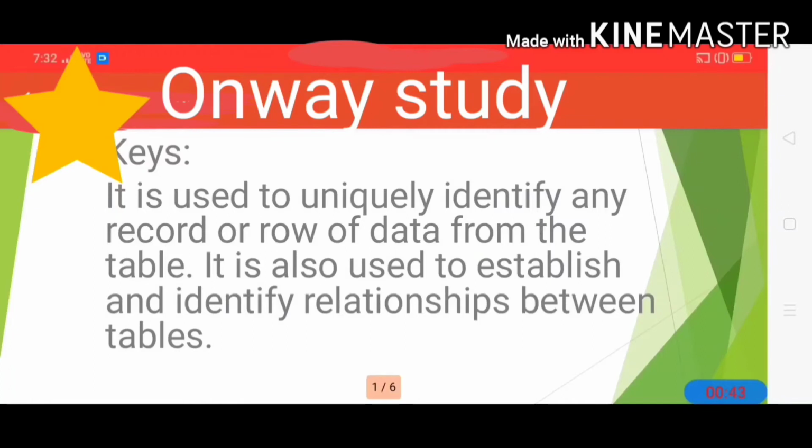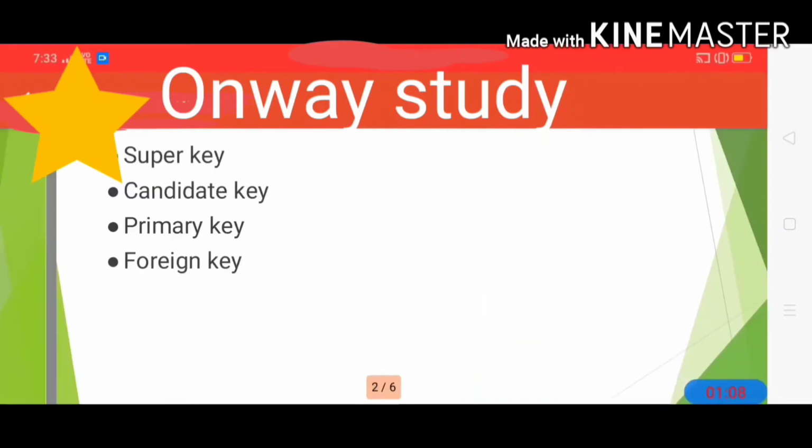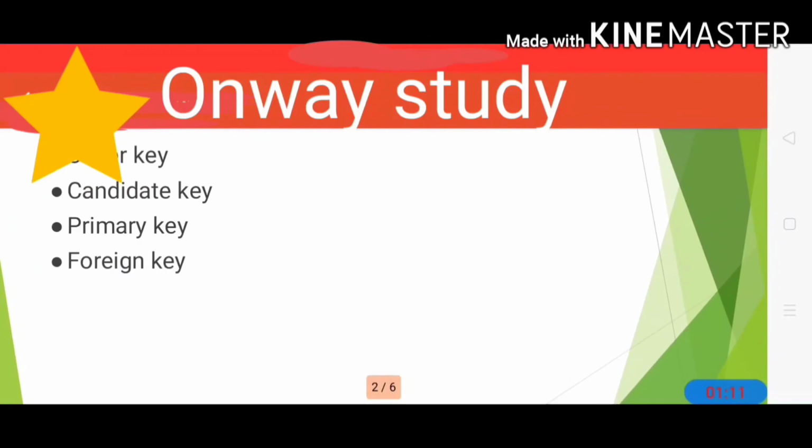A key is used to uniquely identify any record or row of data from the table. It is also used to establish and identify relationships between the tables. What is a key? In terms of DBMS, a key is used to particularly select a row. There are 4 types of keys: super key, candidate key, primary key, and foreign key.